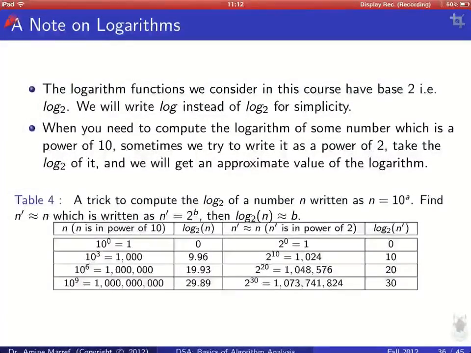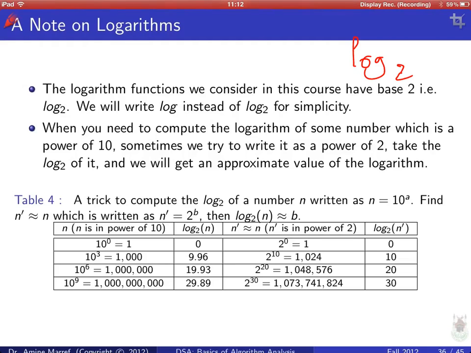So 10 to the 6 is really 10 to the 3 to the power of 2, which is almost the same as 2 to the 10 to the power of 2, which is 2 to the 20. So these are just helpful. These are things that help us do some mental calculation. Okay, so 10 to the 3, 2 to the 10, 10 to the 6, 2 to the 20, 10 to the 9, 2 to the 30.